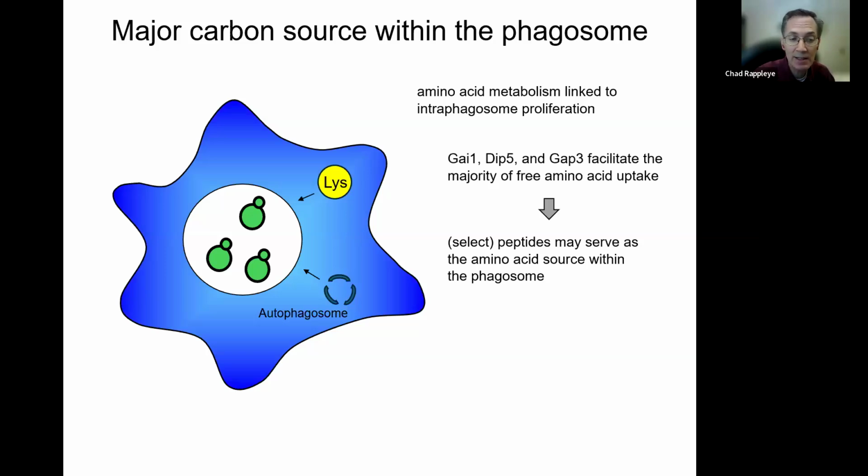And what that implies is that Histoplasma is actually exploiting the degradative nature of this environment to provide it with nutritional sources that it can use to really grow within this environment that is normally pretty hostile to fungi.